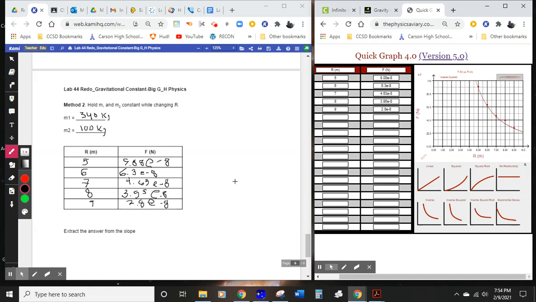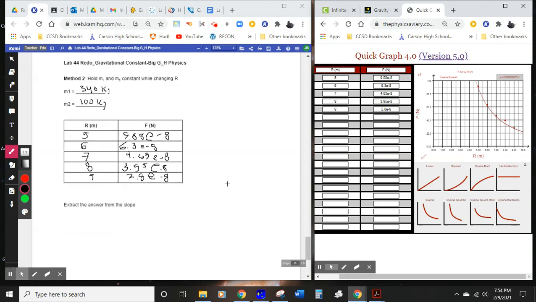Now, how do we extract the answer from the slope? Good question. So what we need to do here is look at the equation again. So here is F, and here we have big G again. We want to try to extract the answer from the slope, but I don't see a slope here. So let's see what we can do.